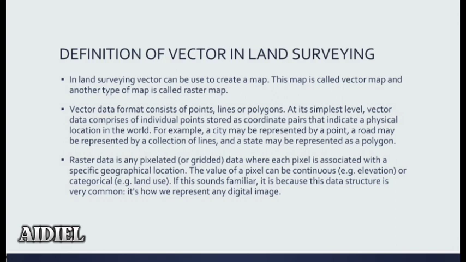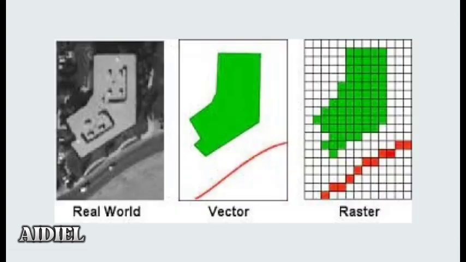Raster data is any pixelated or gridded data where each pixel is associated with a specific geographical location. The value of a pixel can be continuous, for example elevation, or categorical, for example land use. If this sounds familiar, it is because this data structure is very common. It's how we represent any digital image. Image: real world, image: vector, and image: raster.